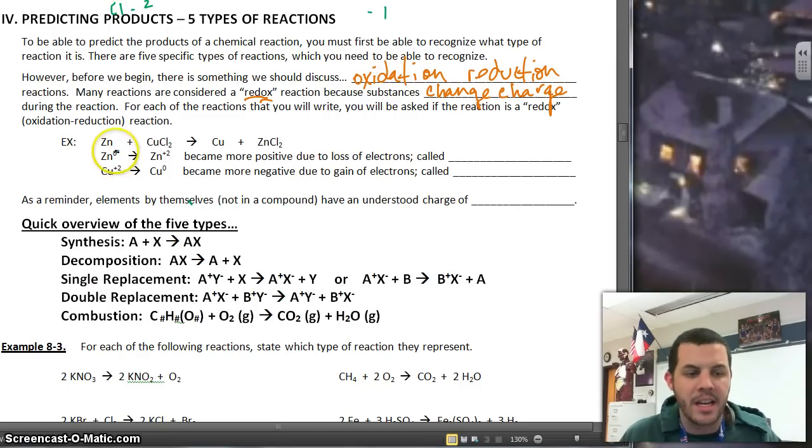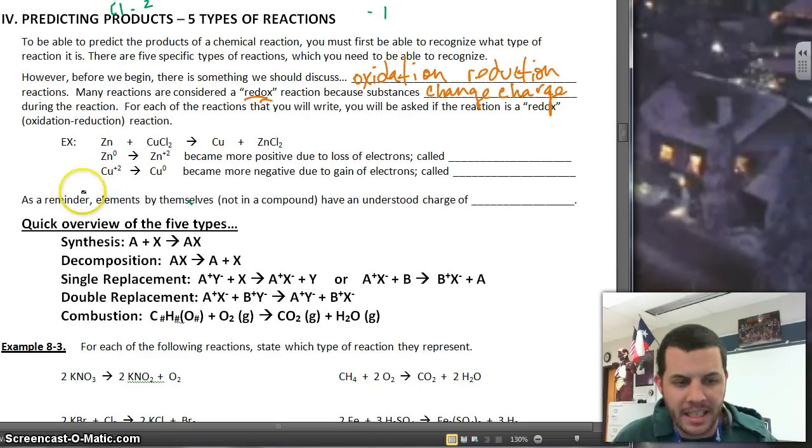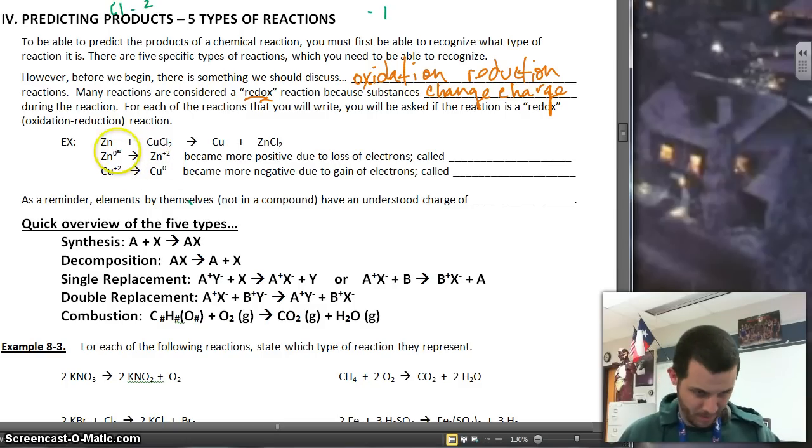Here I've got zinc. This is a zinc atom without a charge. The 0 refers to the fact that it does not have a charge. So the zinc atom is going to turn to a zinc ion. So we go from Zn0 to Zn plus 2, okay?